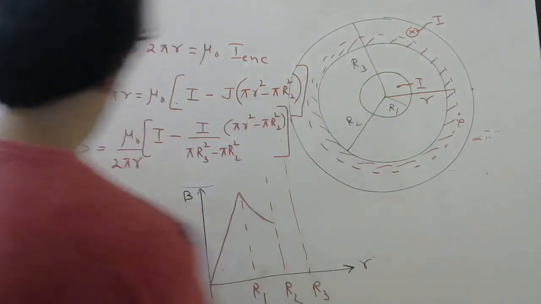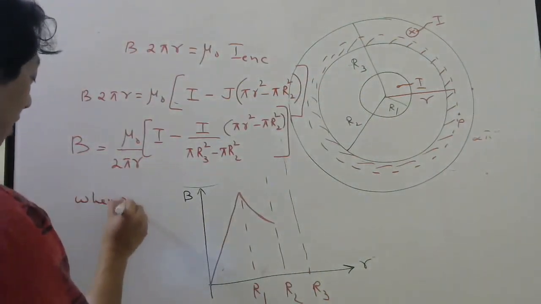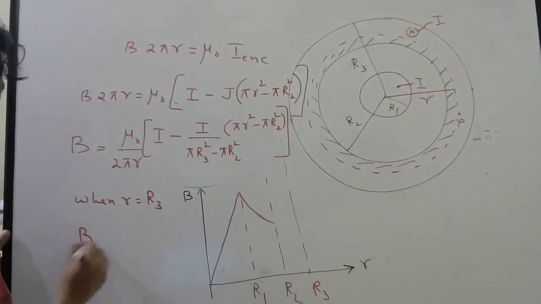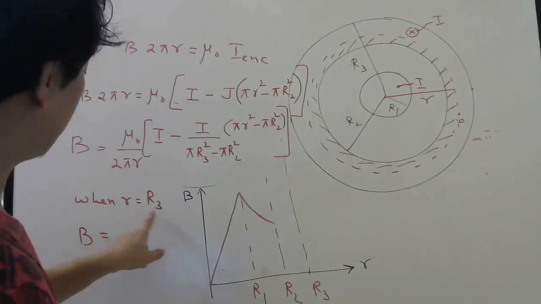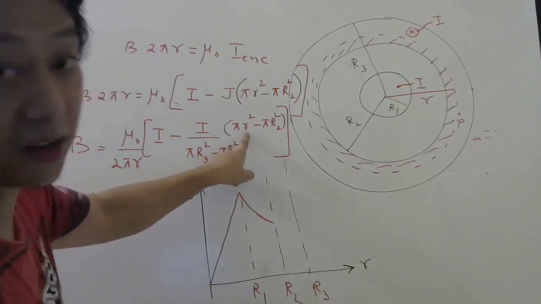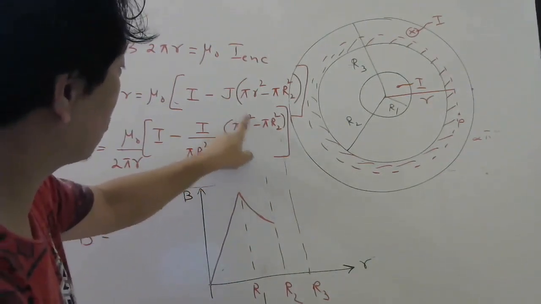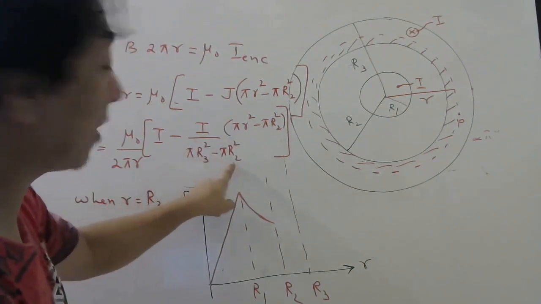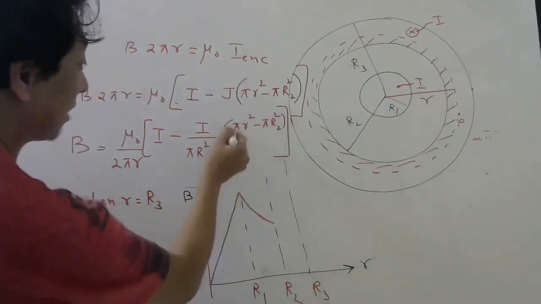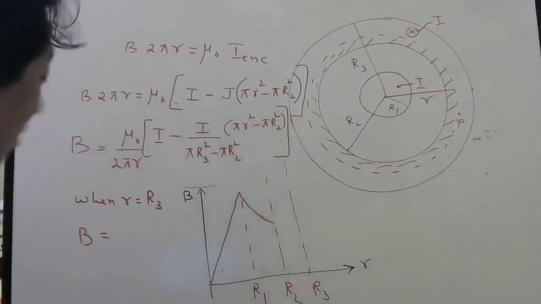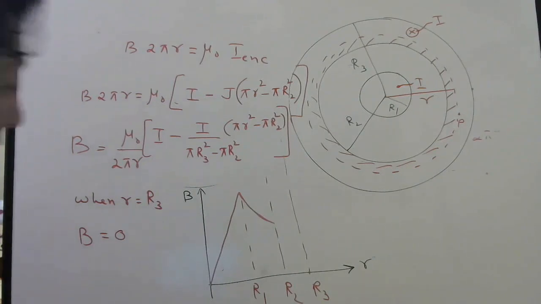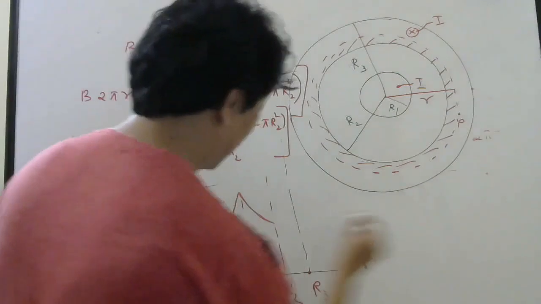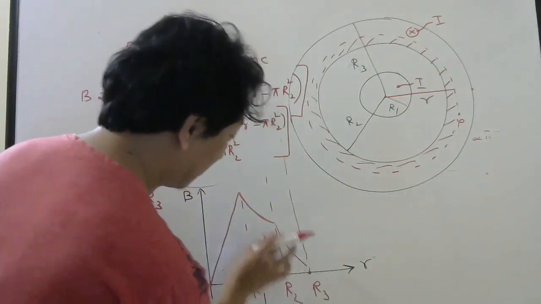So when small r becomes R3, what will your B be? Check. When small r is equal to R3, if I put R3 here, this will be pi R3 squared minus pi R2 squared, divided by pi R3 squared minus pi R2 squared. So this and this will cancel, I minus I, that will be 0. So when you reach here, the magnetic field should be 0. It is very clear the graph cannot go this way, so the graph should come like this.